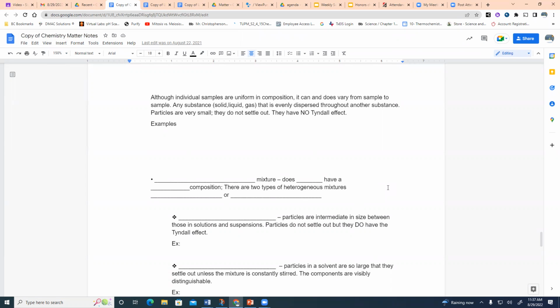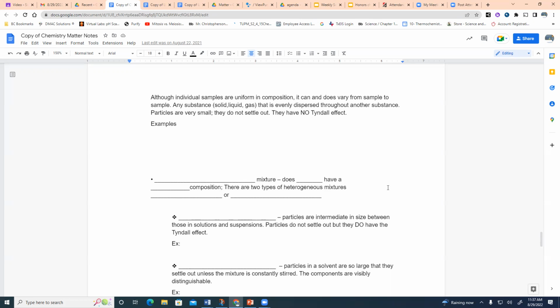Although individual samples are uniform in composition, it can and does vary from sample to sample. So that's like if you buy Gatorade, it's going to have a lot number on it. Everything in the lot number is going to be the same, but sometimes there's a little difference between lot numbers. That's what we're talking about there.